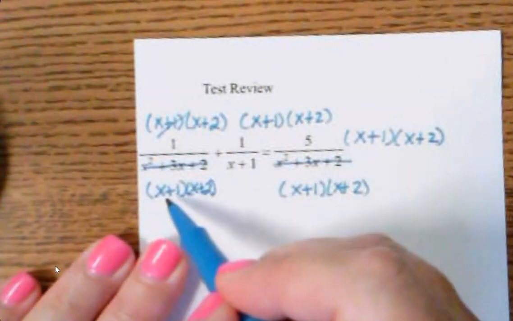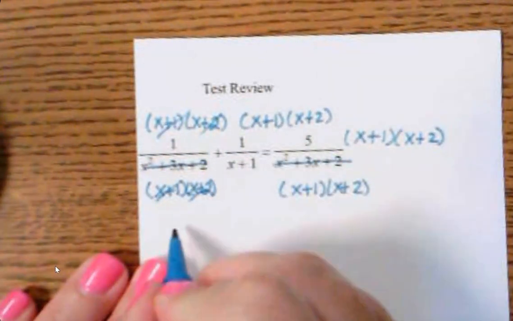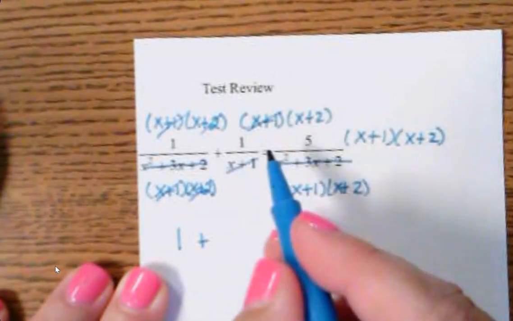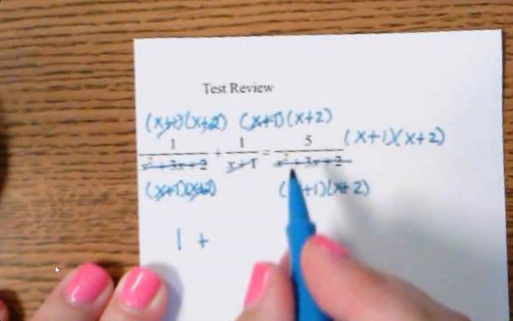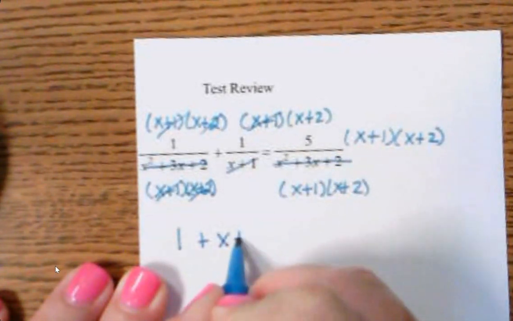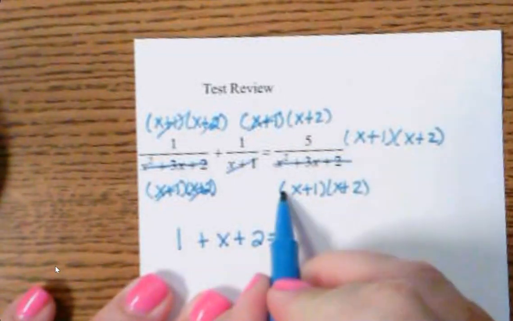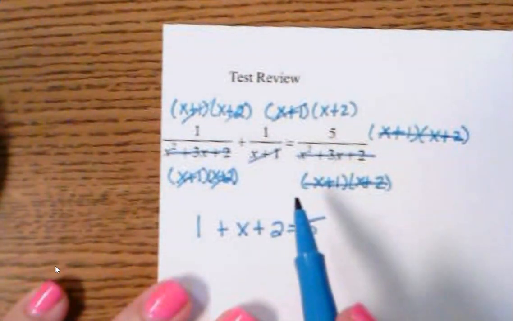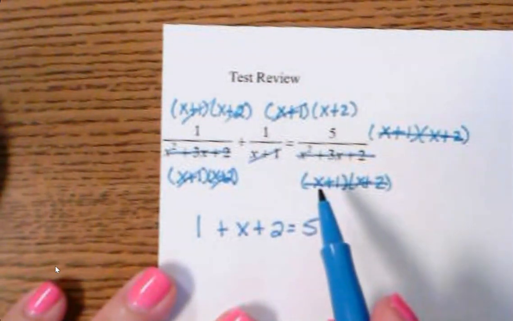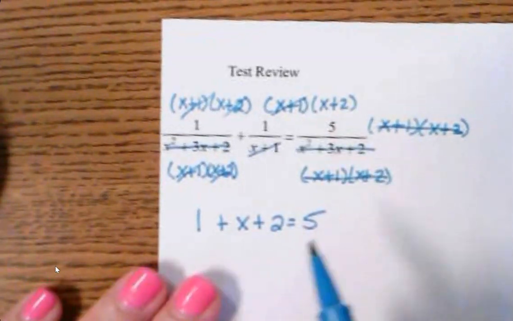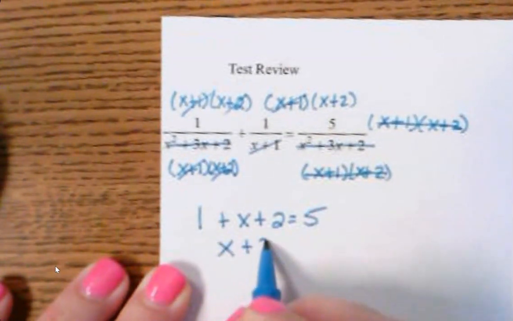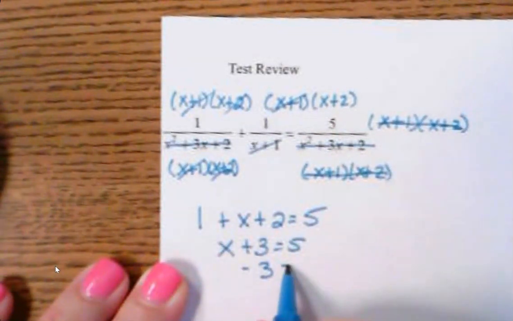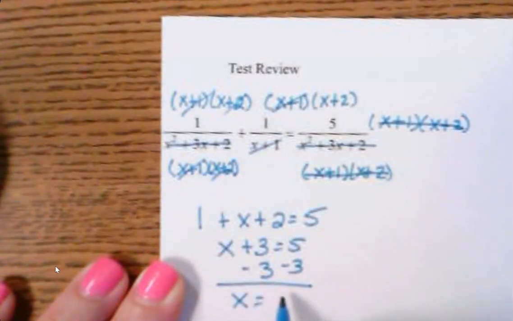Okay, so the x plus 1's cancel and the x plus 2's cancel, and we get a 1. Plus the x plus 1's cancel, so I'm left with this x plus 2 here. And the x plus 1, x plus 2 equals 5. I hope y'all realize that this is an ugly looking problem in your mind, but it turns out to be some of the easiest questions. So this is x plus 3, and that equals 5. Subtract 3, and x equals 2.